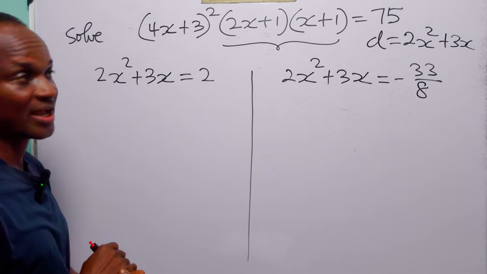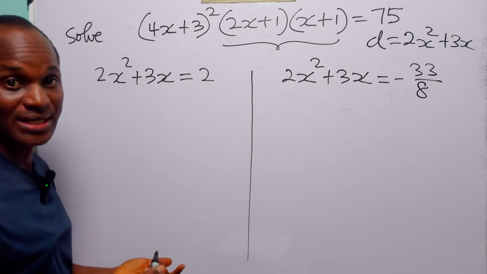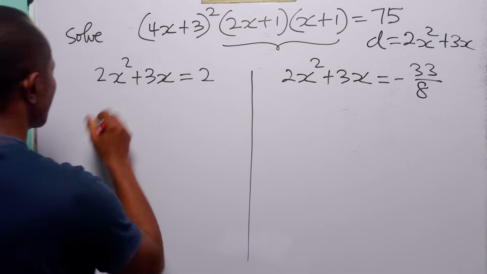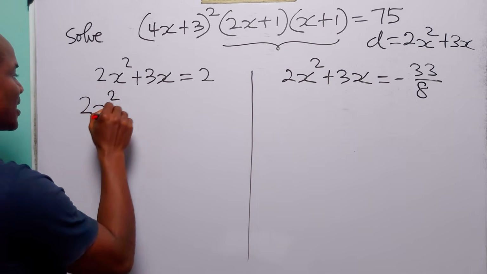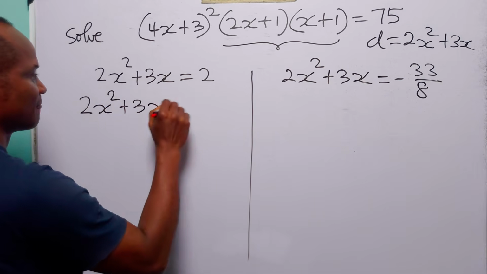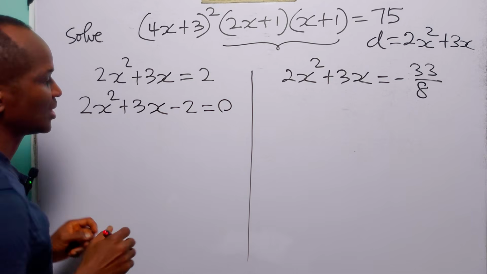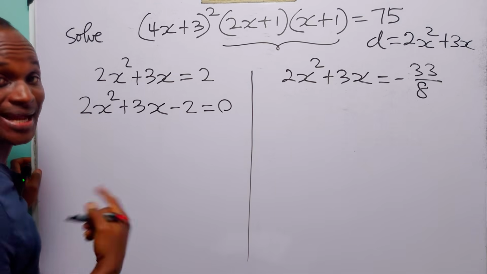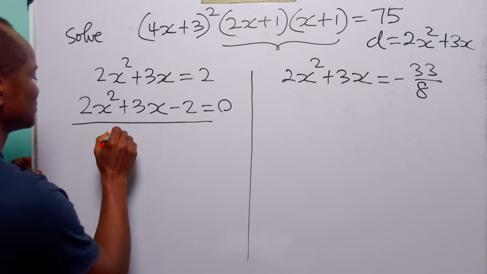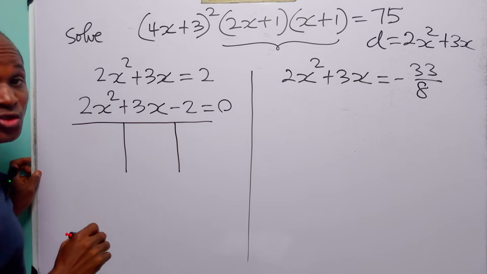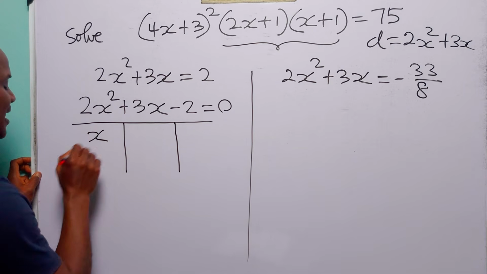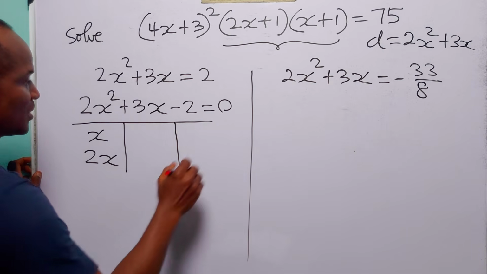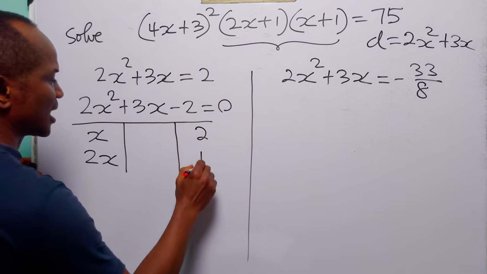Now, to find all the values of x that satisfy this equation, all we need to do is to solve these two quadratic equations. In this first case, when we rearrange this equation, we have 2x squared plus 3x minus 2 is equal to 0. We can solve this quadratic equation by factorization. The coefficient of x squared is not 1, so let us use the table method. What are the factors of 2x squared? We have x and 2x. What are the factors of minus 2? We have 2 and 1.